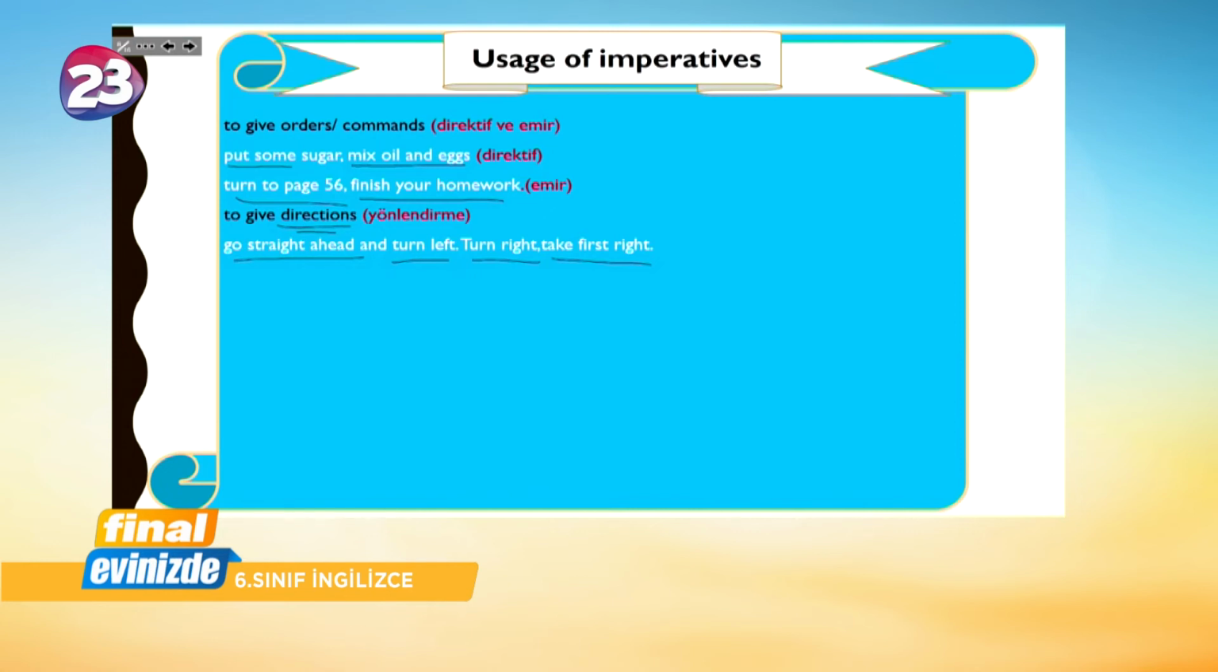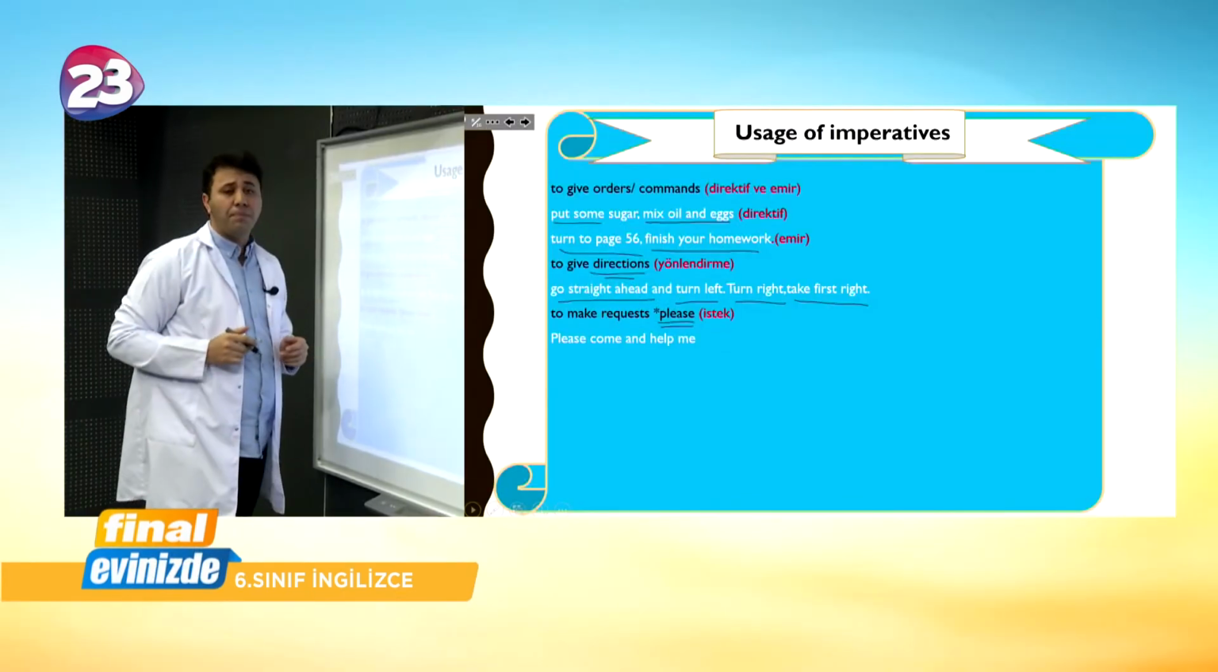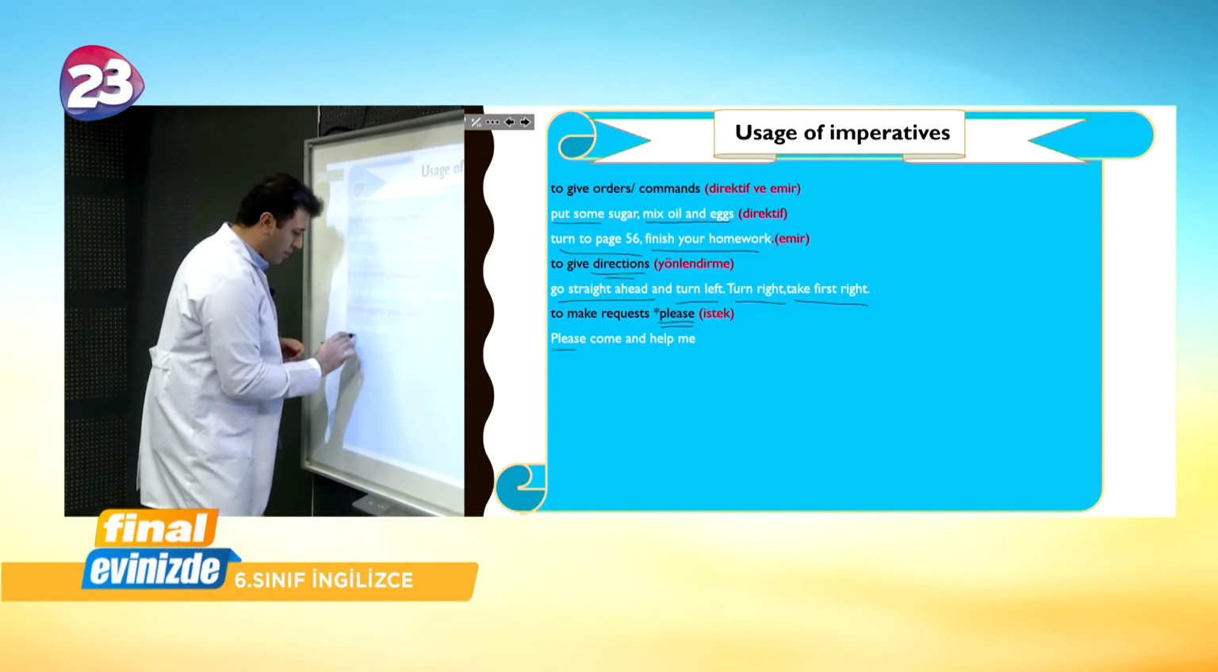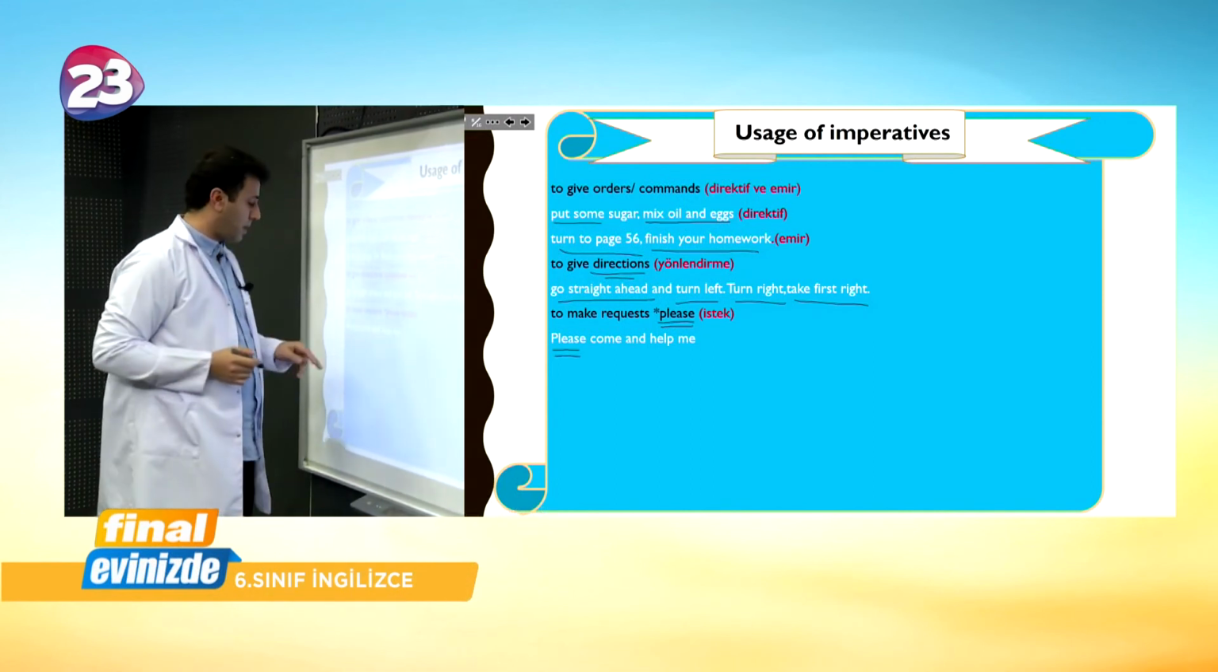Okay, let's go ahead. To make a request, when you make a request, you should use please. This is so important because you shouldn't be rude, you should be polite. Please come and help me. All right, we have used here, please come and help me. Let's carry on.